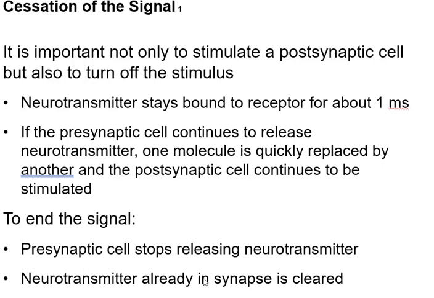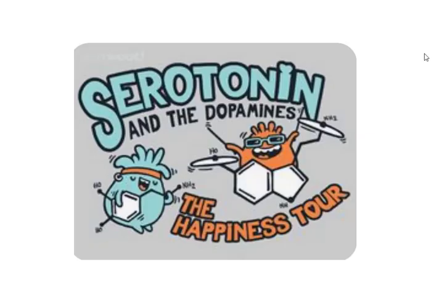If you want to end the signal, you've got to get the neurotransmitter out of the synapse. Otherwise, it will keep on coming down, touching the receptor, leaving, coming down, touching a receptor, leaving. So you've got to get it out of there. You're going to either enzymatically break it down, or you're going to reuptake. And just in case you forget, serotonin and dopamine are the ones that make you feel happy.